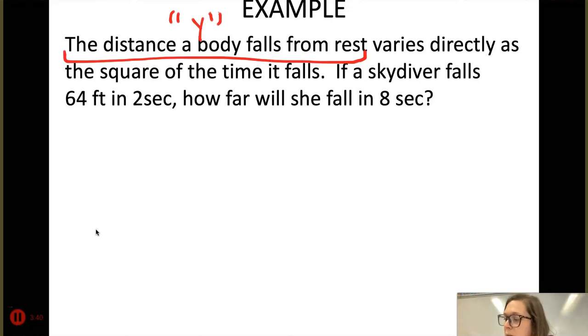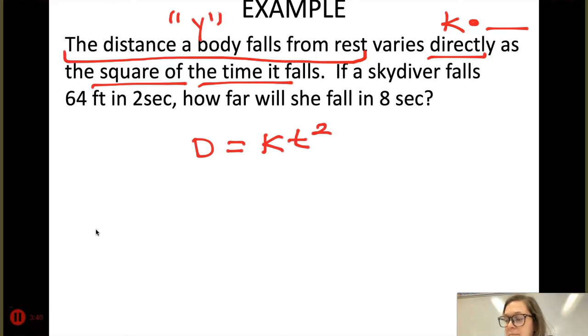So the distance a body falls from rest, I'm going to use d for the distance the body falls, varies directly. So varies directly means we're going to have a k times something. What is that something? The square of the time. So time squared. So there's my equation. If a skydiver falls 64 feet, so there's your distance, in 2 seconds, there's your time.